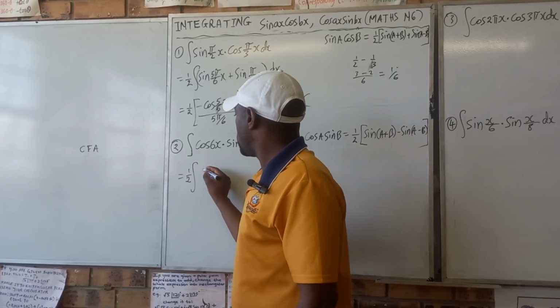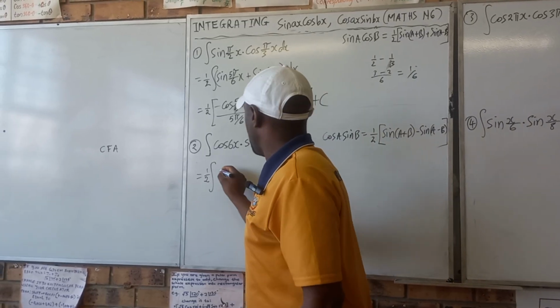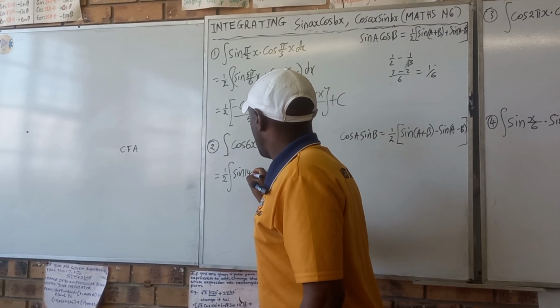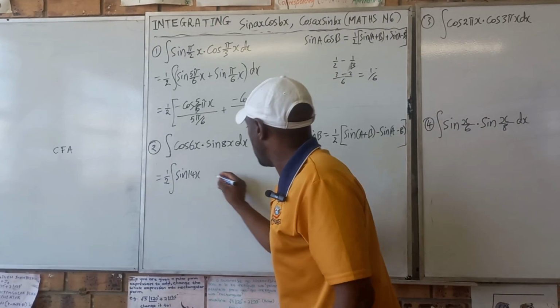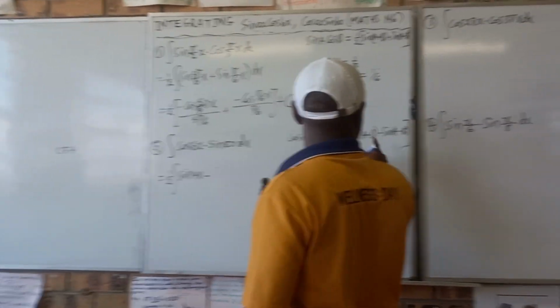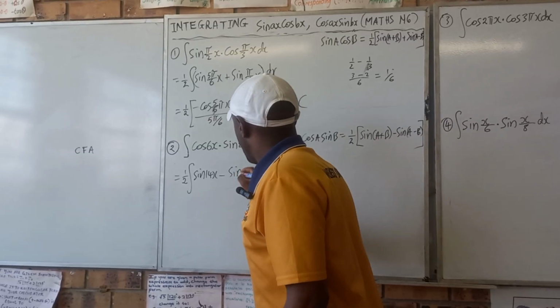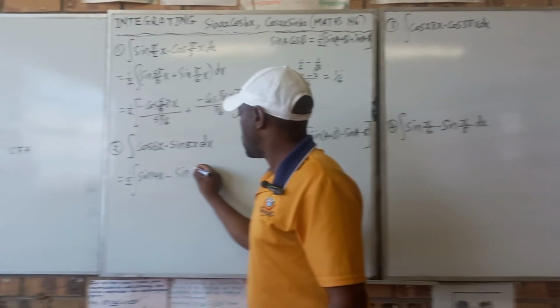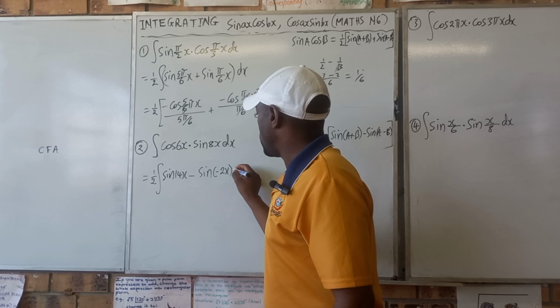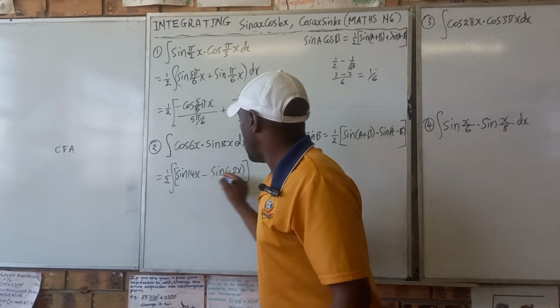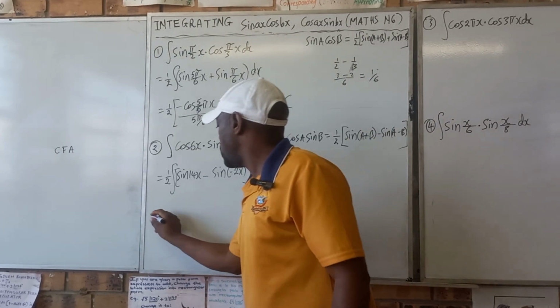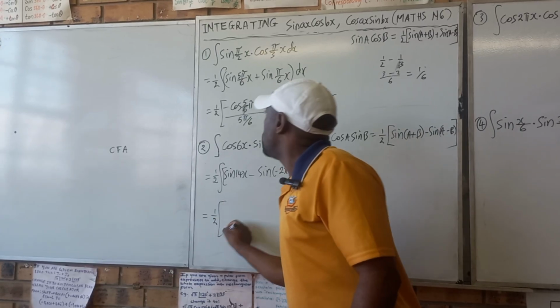6 plus 8 is 14. So that will be sine 14x. Then followed by a minus sign. Then I'll take sine again. If I take 6x minus 8x, that gives me negative 2x. So that is what I'm integrating. So I have to integrate that, which should become simple.